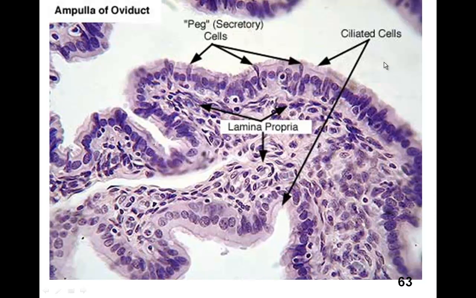Okay, more sections taken through the folded mucosa of the oviduct. Again, notice our PEG cells, the ciliated cells.